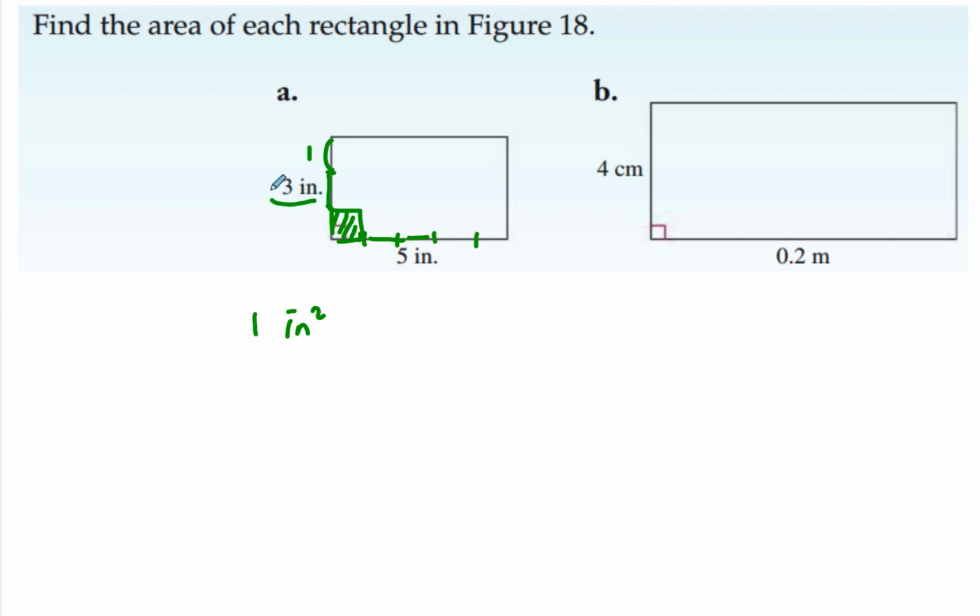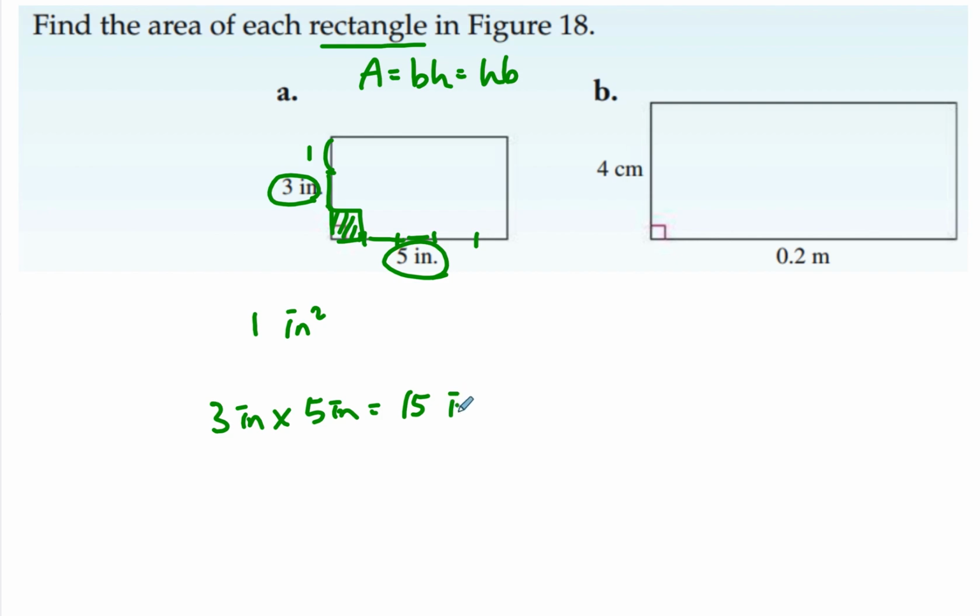So simply we can multiply height by base, or base times height. So in a rectangle, you can see that area is base times height, or height times base. It works because in multiplication you can use the commutative property. So simply you can multiply 3 inches times 5 inches, and you have 15. What's the unit? Inch times inch, square inch, right?